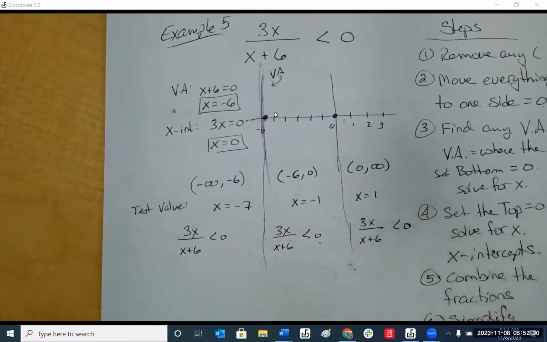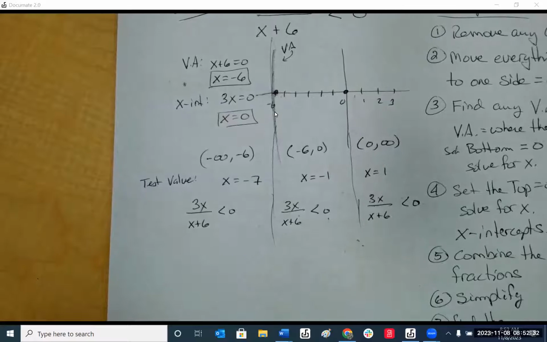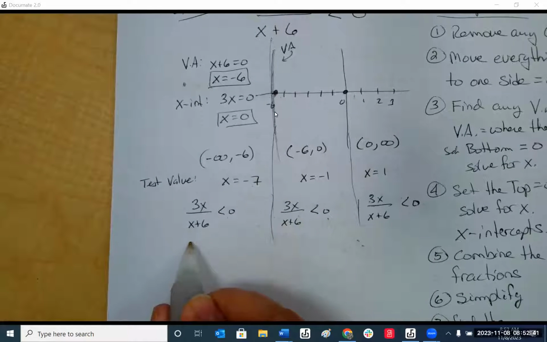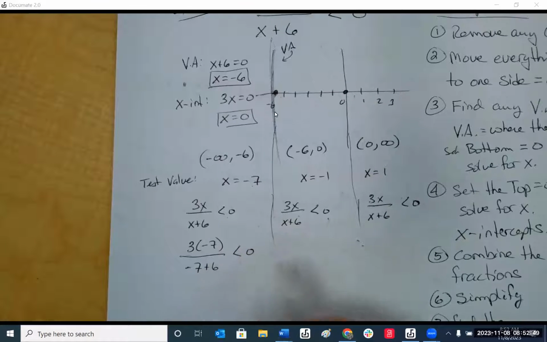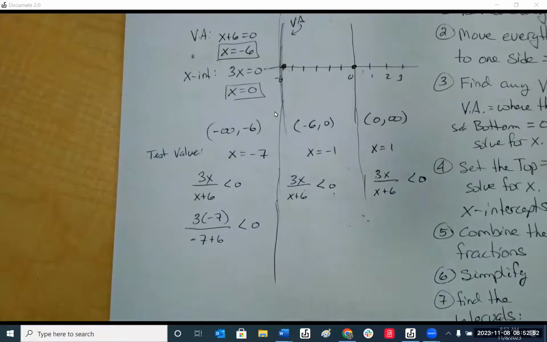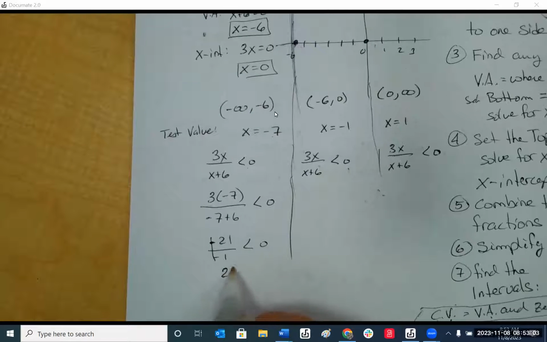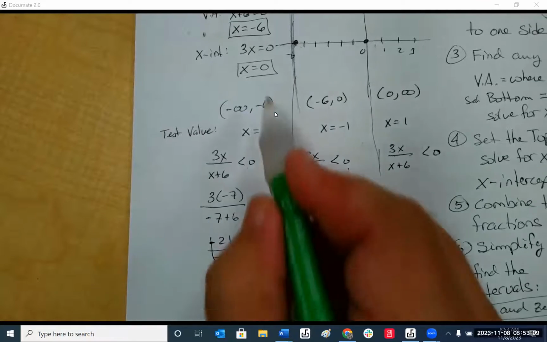So what kind of answers are we looking for? Positive or negative? Negative, because we want less than 0. So we plug in -7 in there. 3 times -7, -7 plus 6. Three times -7 is -21. -7 plus 6 is -1. Negatives cancel, so we have, is 21 less than 0? No. So we can't use that interval.